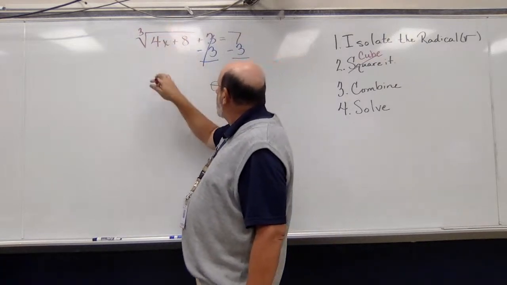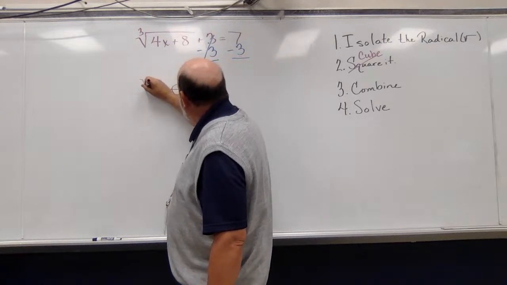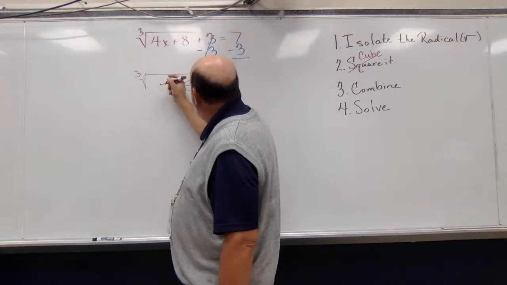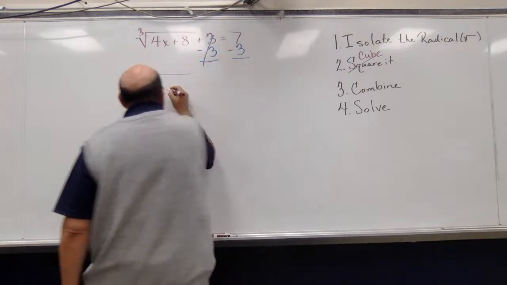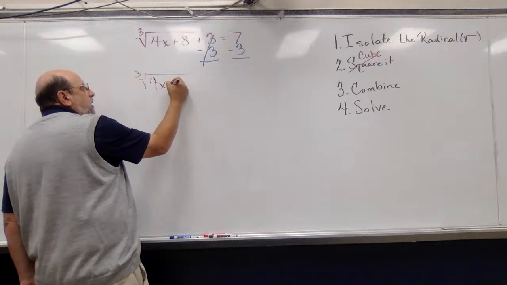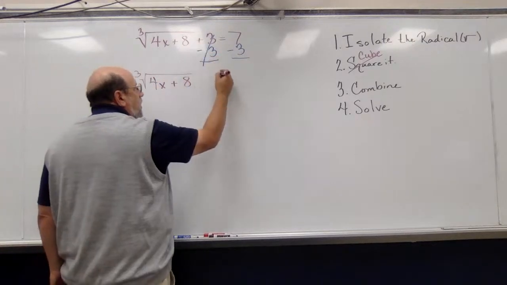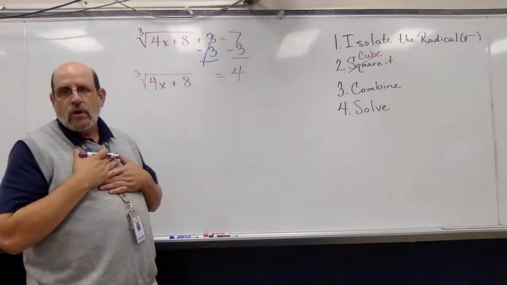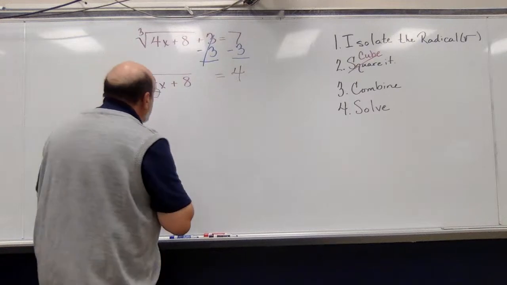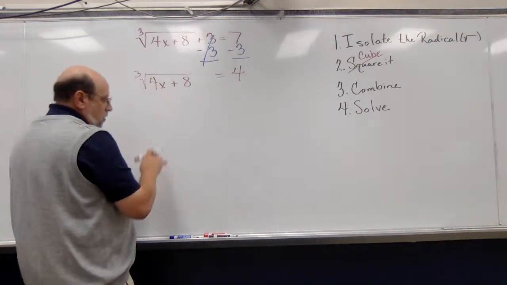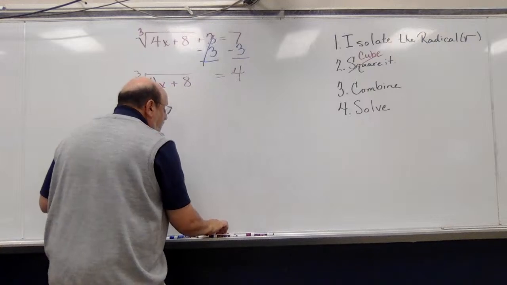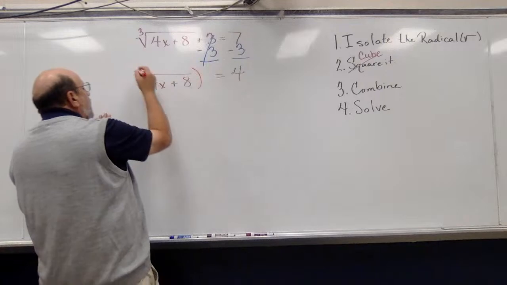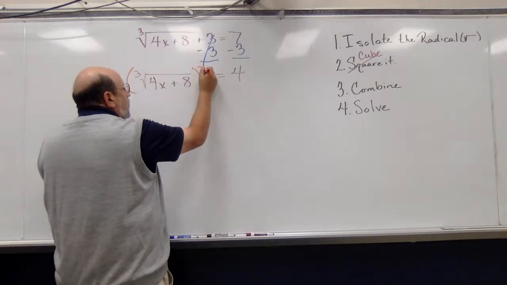All right, just bring this straight down. The cube root of 4x plus 8, that's gone, equals 7 minus 3, that's 4. So much easier. I love 64. So much easier. Now, what do we do? Let's get rid of the radical. How do we do it? Let's undo the cube root by cubing the whole thing.